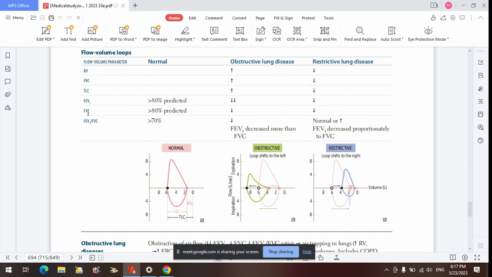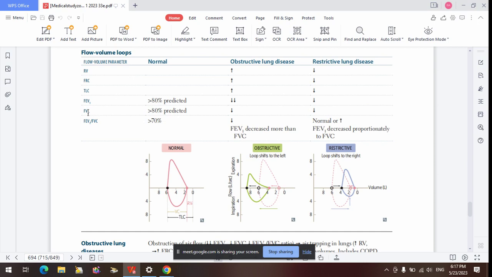In people with obstructive lung disease, the FVC is less than 80%. So 80% is the cutoff value for the individual volumes, like FEV1 or FVC. 80% is the cutoff value. But for the ratio, it is 70%. Please, guys, don't mix it up.